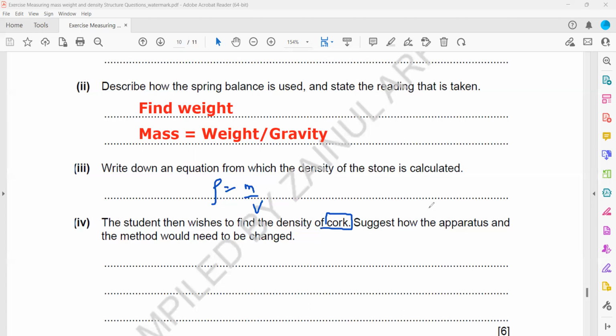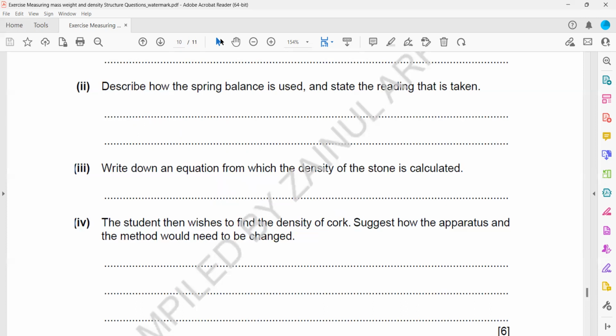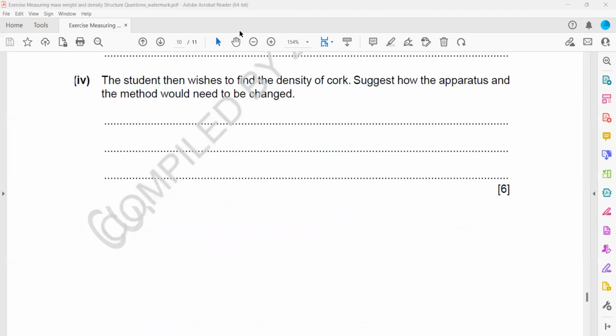Look, a cork is usually made of wood or rubber, so these objects float. If it floats, it will be difficult to measure the density, because we can measure the mass, we can measure its weight and the mass, but we cannot find its volume easily as it floats. So what do we have to do for these types of objects which tend to float? Getting the mass is the same thing.